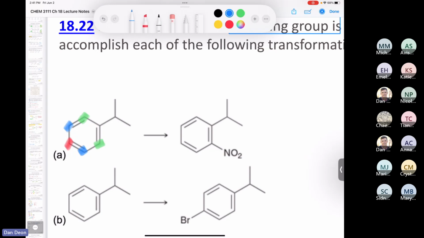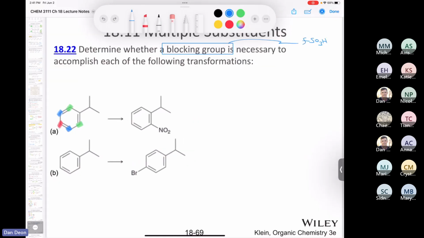So for this, instead of writing need a blocking group, let's just write out the synthesis, okay? So first, we would take our starting material, okay? So isopropyl benzene, which I told you is called cumene, and we would install our blocking group. So fuming H2SO4, and that's going to install the blocking group in the para position. All right, SO3H. Right, like that.